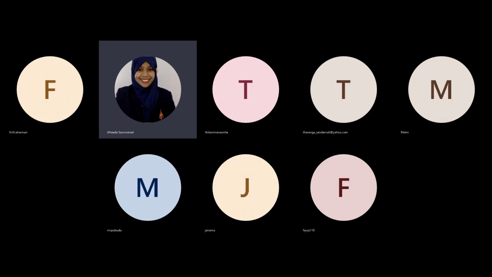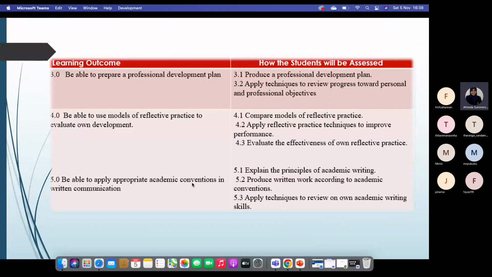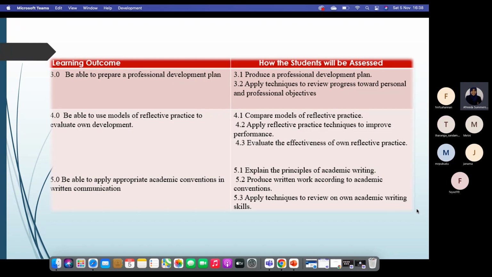Able to apply appropriate academic writing conventions in written communication. So this is the one that we will do today, which you already have done in your previous assignments, but we will just touch and go a little bit on as to what we need to do in academic writing. Okay.